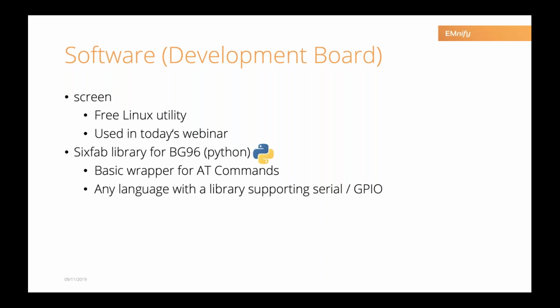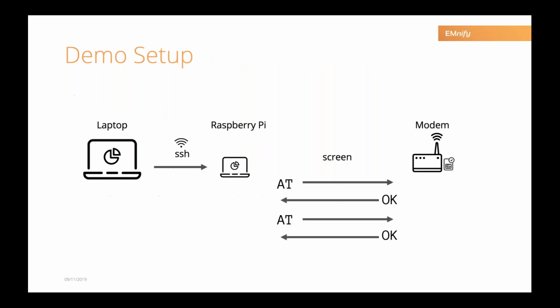6Fab, who are the makers of this development board, also produced a Python library. This is essentially a wrapper for their AT commands. But really, you can use any language that supports serial communication or GPIO. It's very basic. All you're doing is sending a command and waiting for the response. So you could do this in Python or Ruby or whatever kind of language that you like.